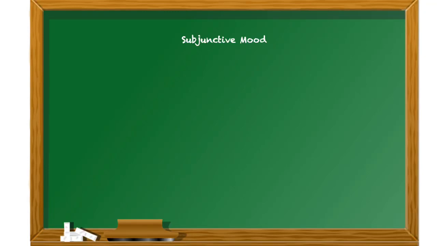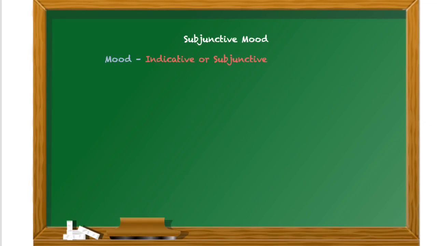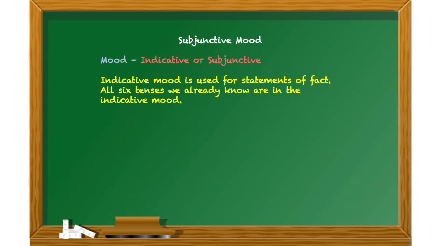So today we want to take a look at the next feature about verbs, and it's something we call subjunctive mood. So subjunctive mood is, when we're talking about it in class, if I ask you, say, hey, what's the mood of the verb? Your two answers are indicative or subjunctive. Indicative mood is used for statements of fact.